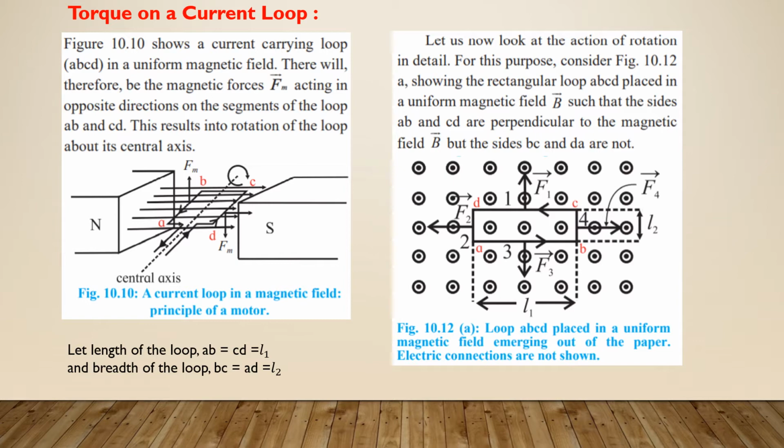The segments BC and AD, being parallel to the field, will not experience any force, whereas segments AB and CD will experience forces F1 and F3 of magnitude IL1B each, which are oppositely directed and acting parallel to each other. Their directions can be found out by the right-hand rule. This pair of forces constitutes a couple and produces rotation of the loop. Let us study this action of rotation in detail in the next slide.